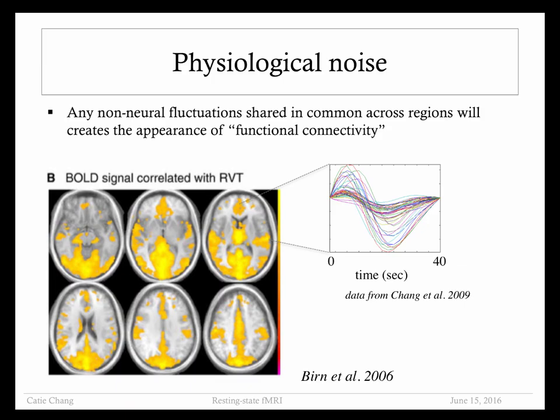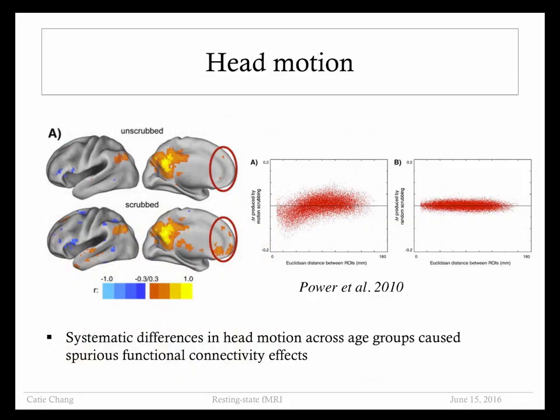For something like physiological noise, the problem is definitely not completely solved, but you can help a lot by recording breathing and cardiac activity during the scan and trying to model those effects out. So it would be a good idea to collect that data, at least if you're able to. Head motion can also change connectivity measures. This is a study by Jonathan Power pointing out that if you have children showing more head motion than adults, then you can get what looks like age-related changes in functional connectivity.